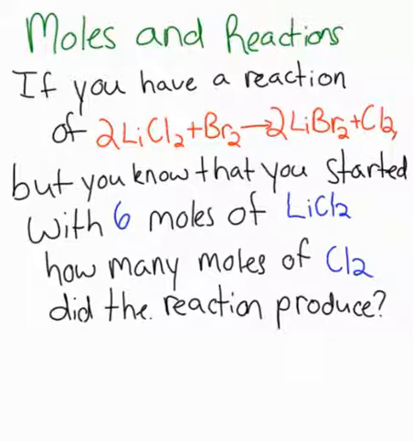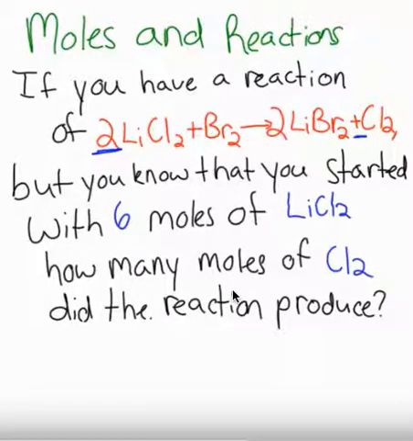So if you have a reaction of 2 lithium chloride plus bromine, and with that you produce 2 lithium bromide plus chlorine. Now this is a balanced equation, but you know that you started with 6 moles of lithium chloride. How many moles of Cl2 did the reaction produce?